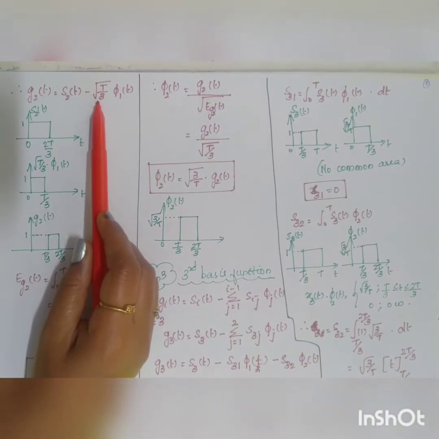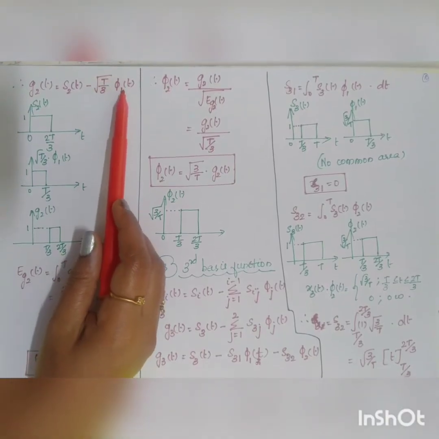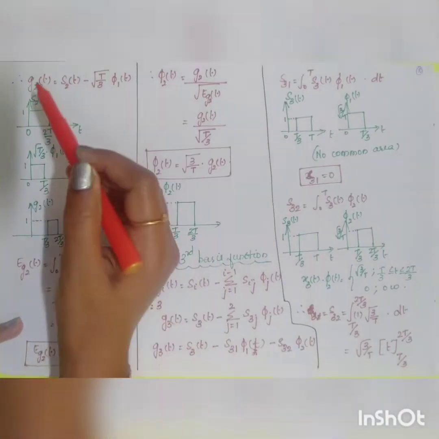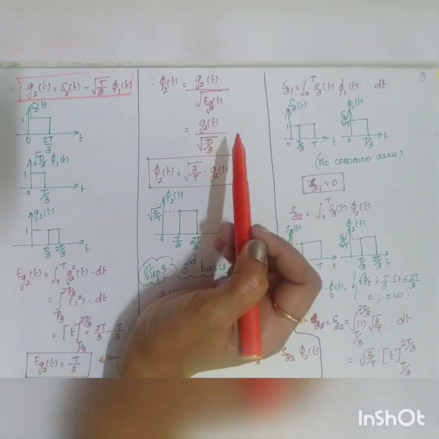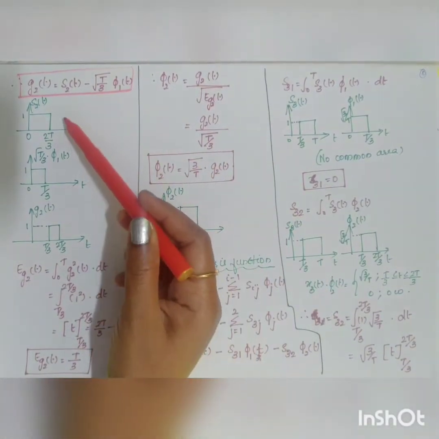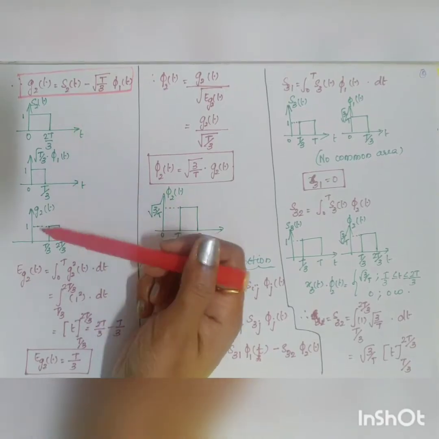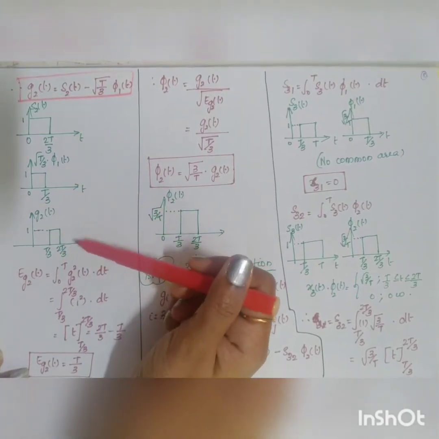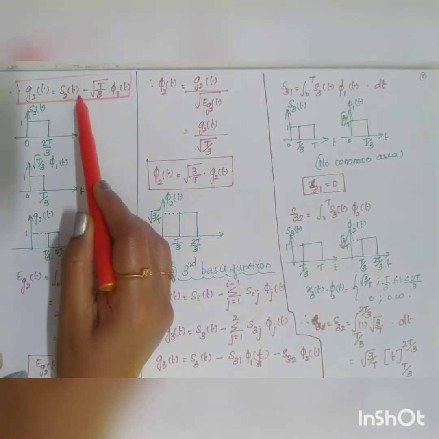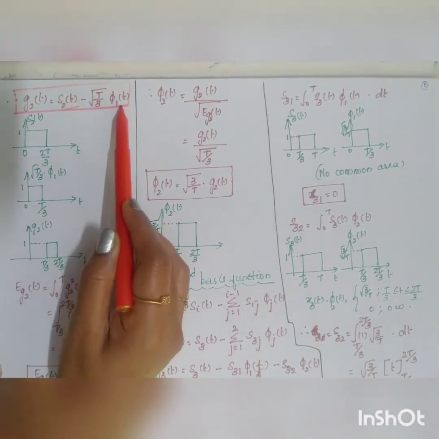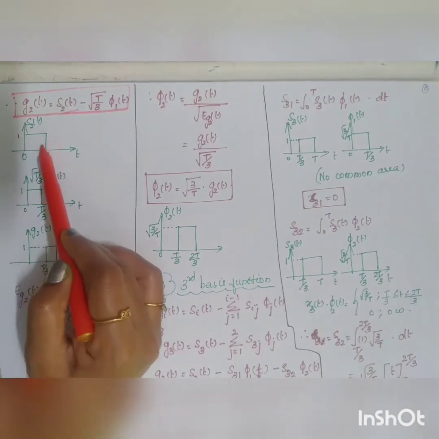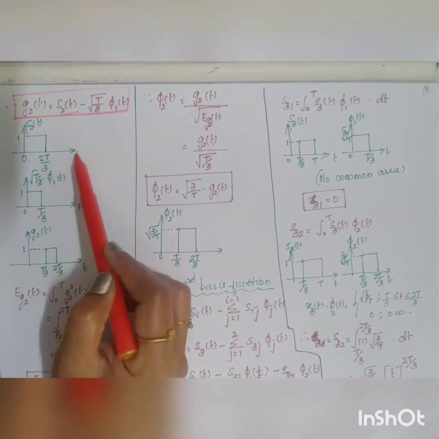S2 of t minus root t by 3 into phi 1 of t. So this will be your G2 of t. Now you have got G2 of t. Okay. Now can I draw it using your diagram? What is the value for your G2 of t? So here you have S2 of t minus root t by 3 into phi 1, right? So what was your S2 of t? Amplitude 1, 0 to 2t by 3.